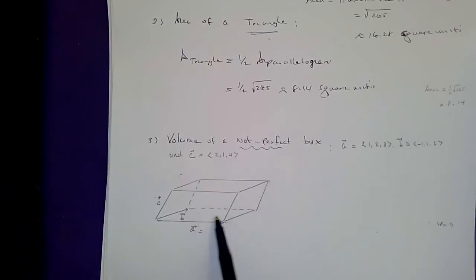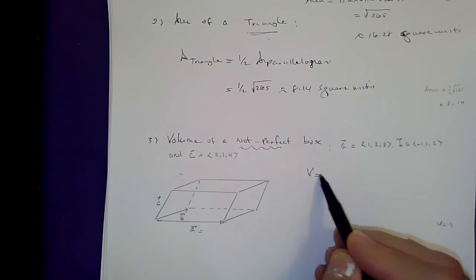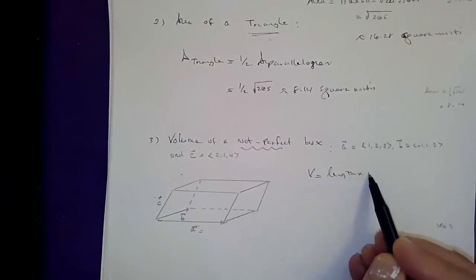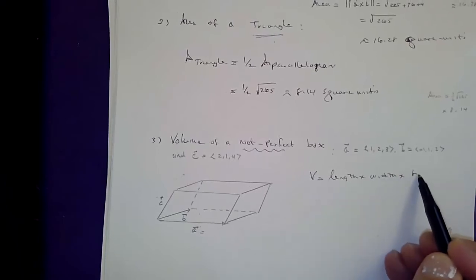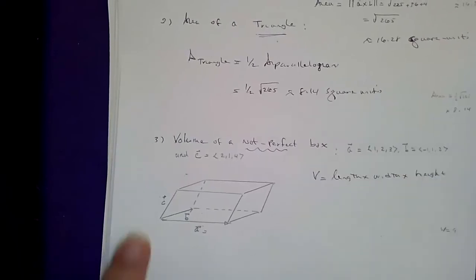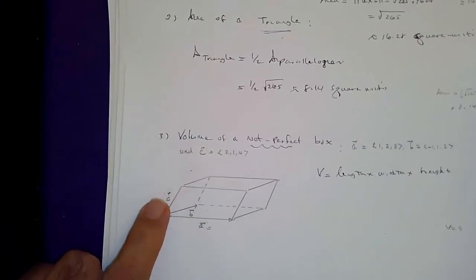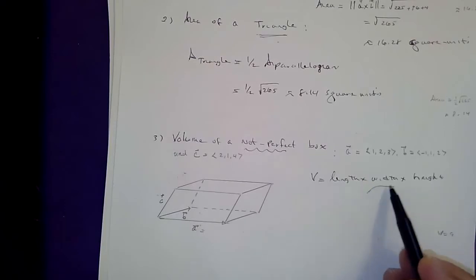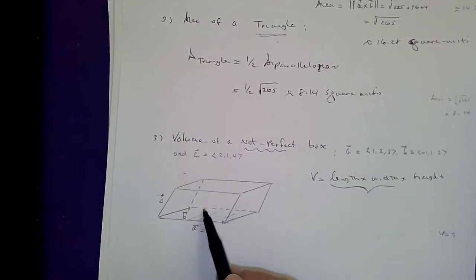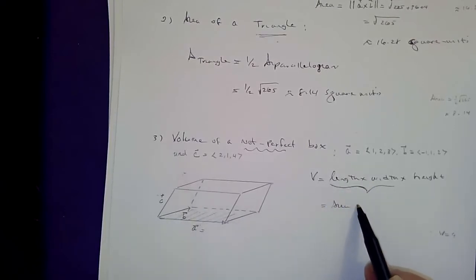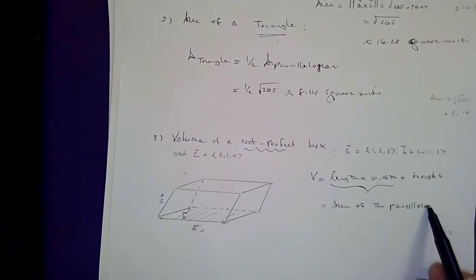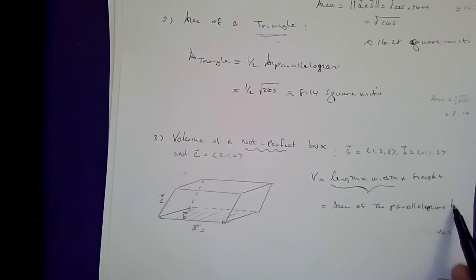Okay, how do you find the volume of a not perfect box? Remember, it's like someone has stepped on this. Usually volume is computed by multiplying length by width by height. The problem is the height is slanted here, so you can't use this formula, and you have to manipulate it. So how do I do this? Length times width is this much, so that would be the area of the parallelogram, times height.